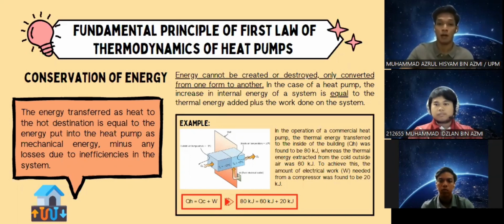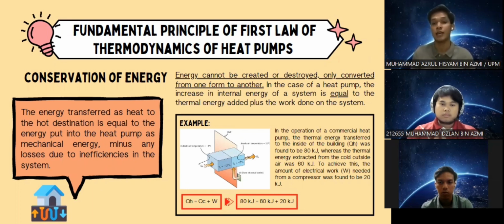In the case of a heat pump, the increase in internal energy of a system is equal to the thermal energy added plus the work done on the system. The first law of thermodynamics states that the energy transferred as heat to the hot destination is equal to the energy put into the heat pump as mechanical energy minus any losses due to inefficiencies in the system. This means that the efficiency of a heat pump can be determined by the ratio of the energy transferred as heat to the energy input as mechanical energy.